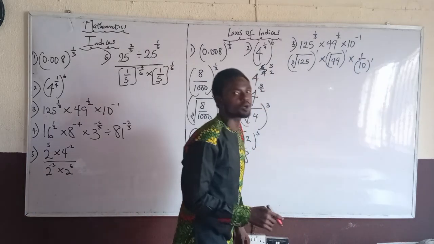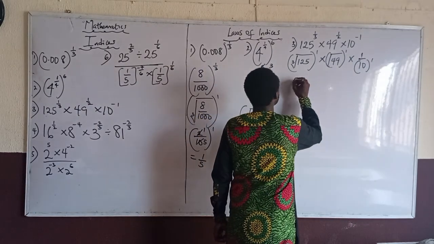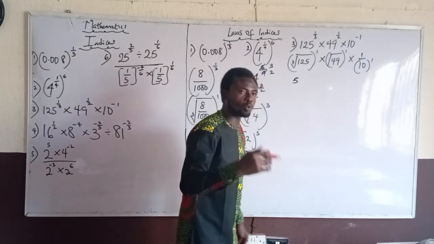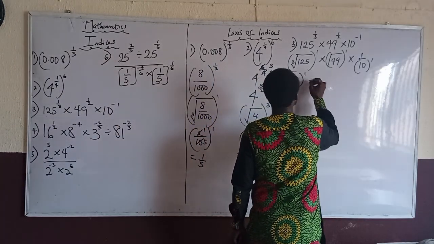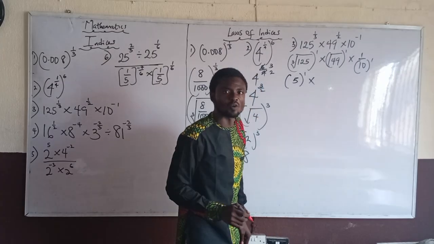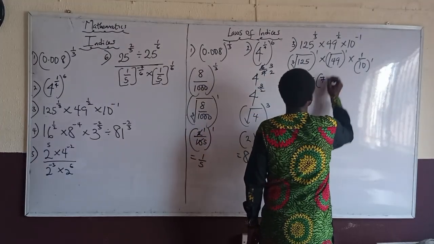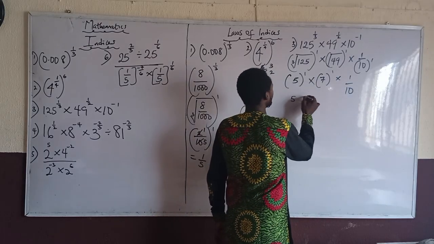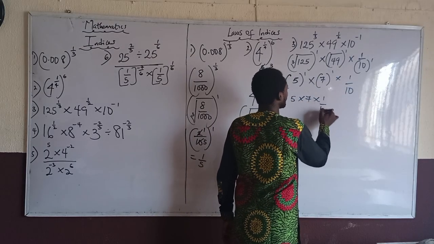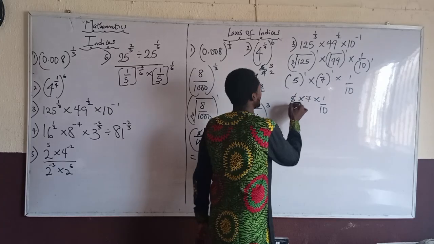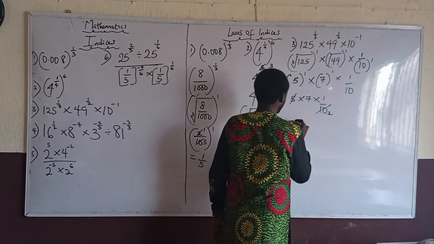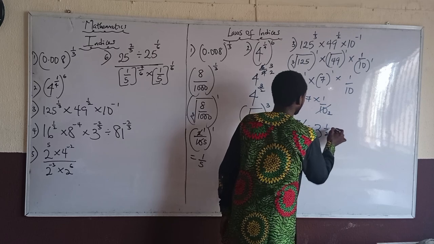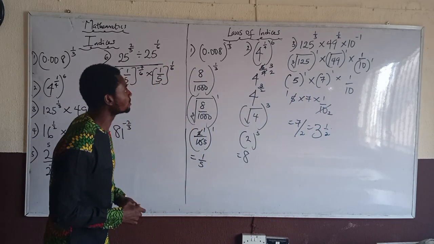So cube root of 125 is 5, which means that if I multiply 5 by itself 3 times, I'll get 125. The raised to power 1 times square root of 49 is 7 raised to power 1 times 1 over 10. So here is 5 times 7 times 1 over 10. So that's 5 here 1, 5 here 2. My answer becomes 7 over 2, which is 3 whole number 1 over 2. So we have solved 1 to 3.